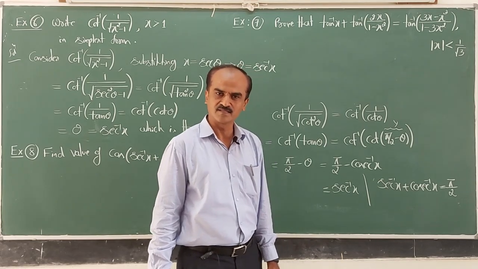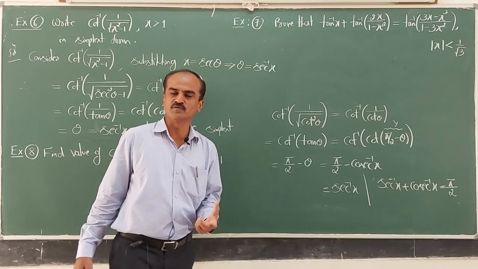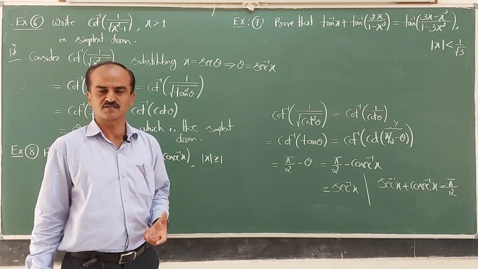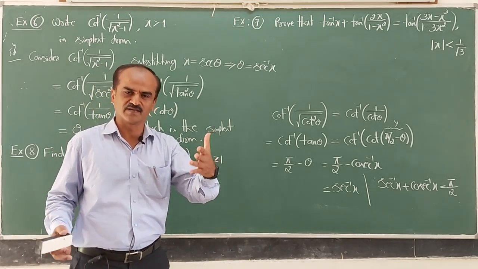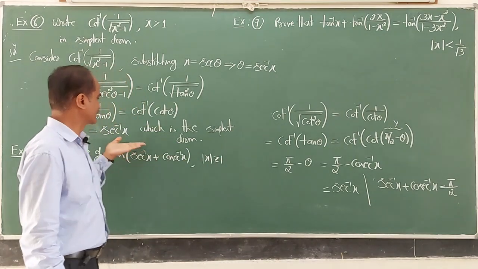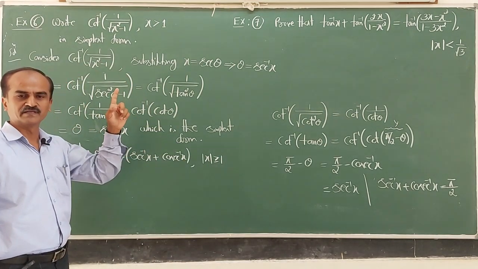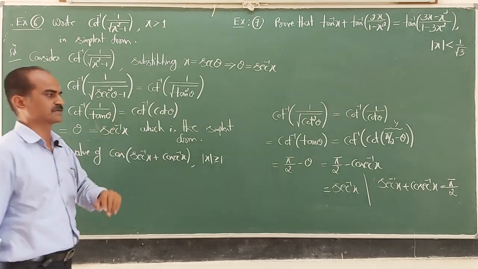So like this, first you can try by substituting a different trigonometric function. If you are able to get a standard identity, proceed, simplify and finally end with that, which is the simplest form of the given inverse trigonometric function expression.